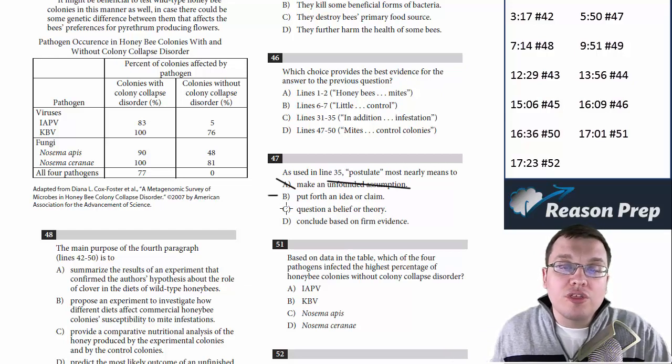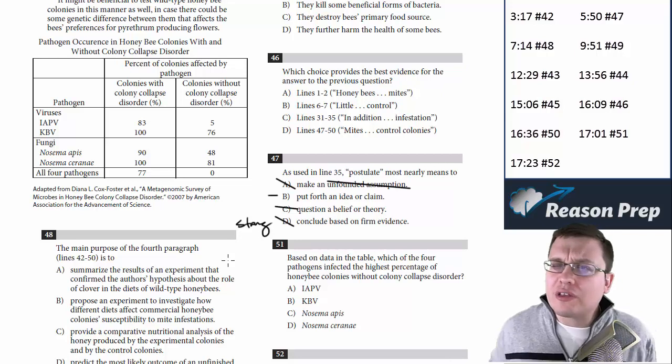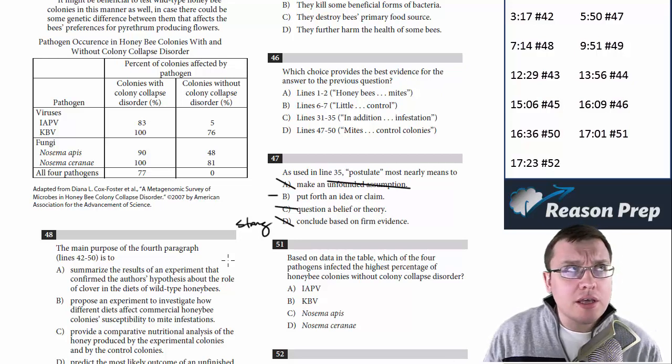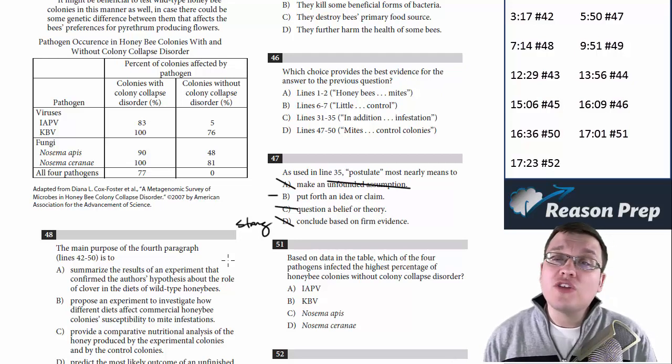Question a belief or theory. No, they're not questioning anything. They're proposing a theory. Conclude based on firm evidence. This is the way too strong example. I think we saw something like this in a previous question. I think it was in passage 1. Conclude based on firm evidence, way too strong, right?